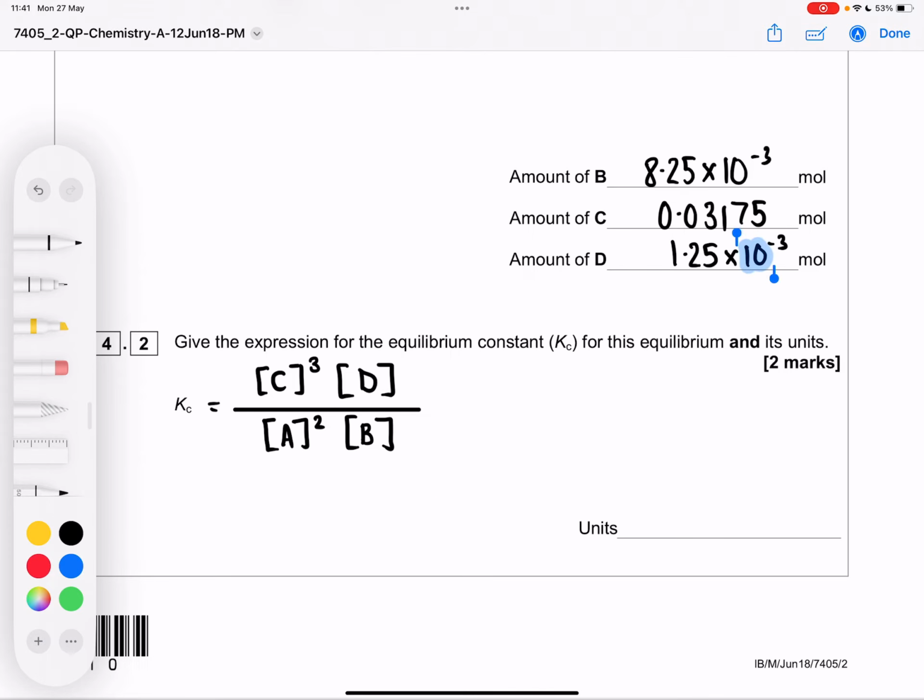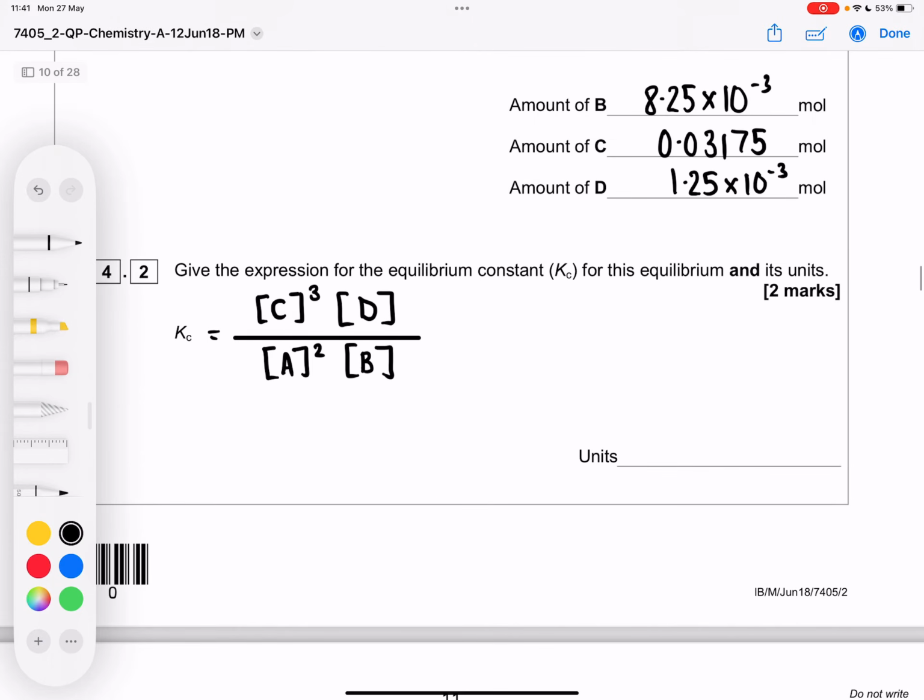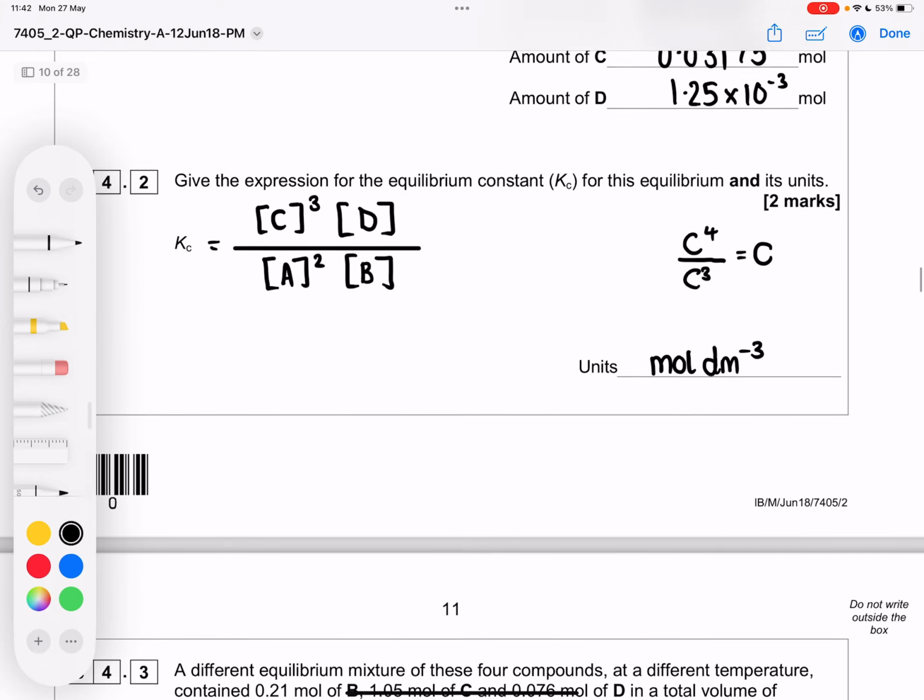Now we need to figure out its units. So we've got 3 and 1. We've got 4 concentration terms on the top, C to the 3 and D to the 1. And we've got 3 on the bottom. So powers, when you divide powers, you subtract. So we've got 4 take away 3 is 1. So this has just got the units of concentration, which are moles per decimetre cubed.